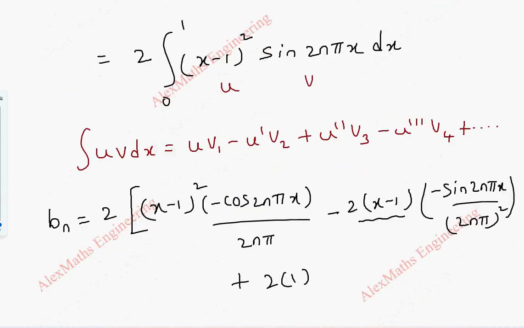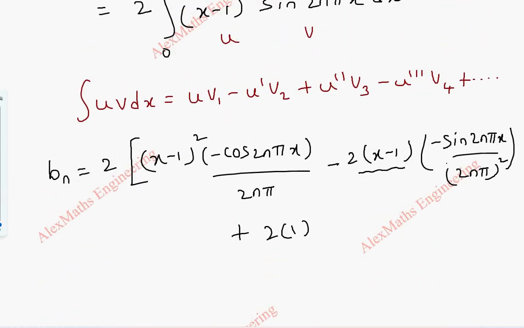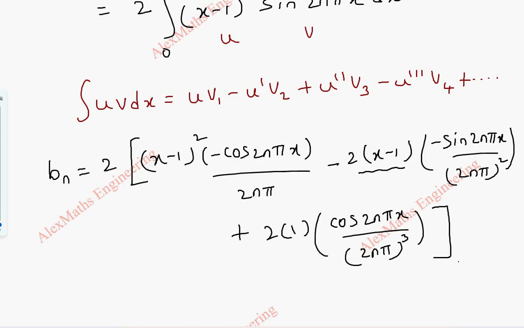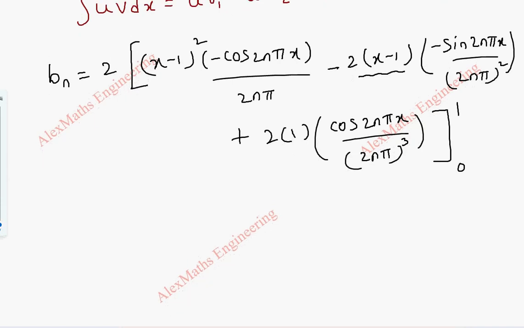Okay, now this integration is cos of 2n pi x by 2n pi whole cube. We have 0 to 1 as a limit. When I use upper limit 1, this will become 0, this will become 0. So the first term is 0, second term is 0, third term is 2, and cos 2n pi is 1.